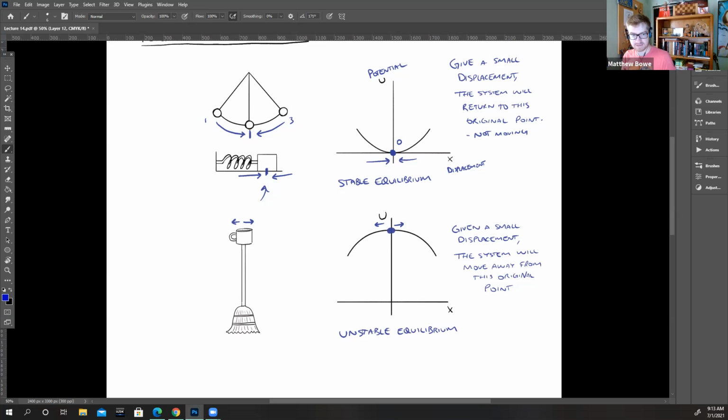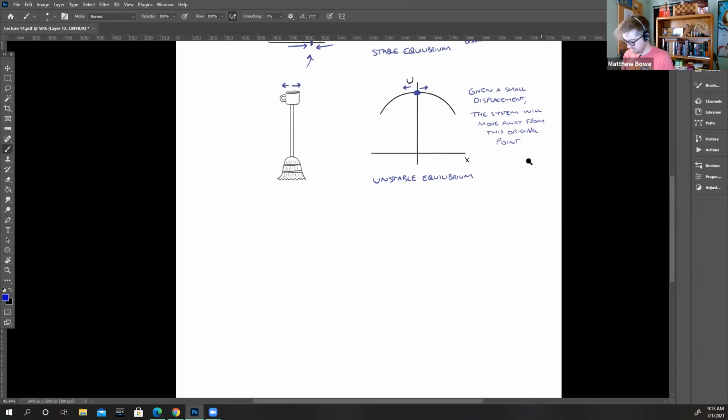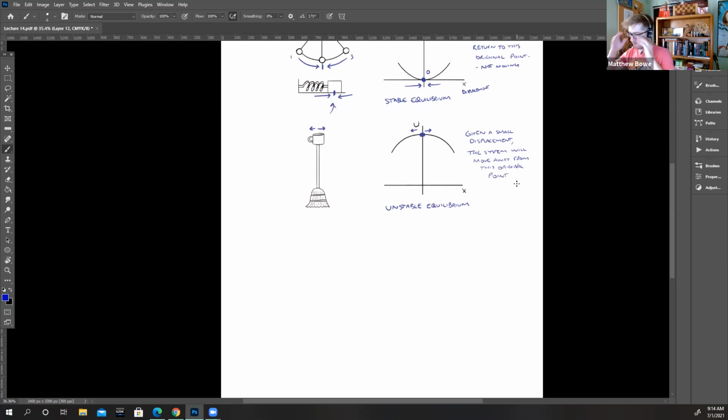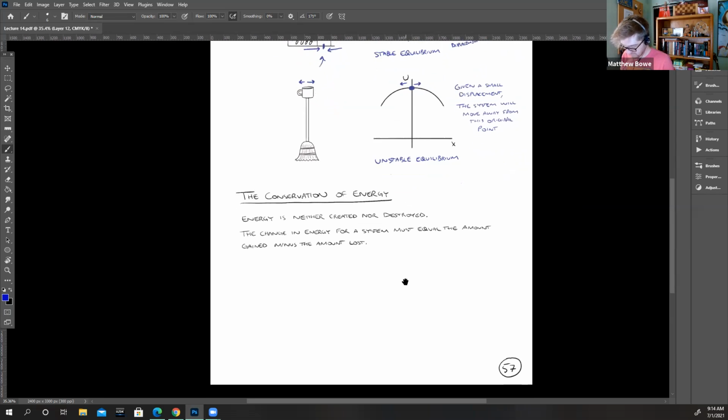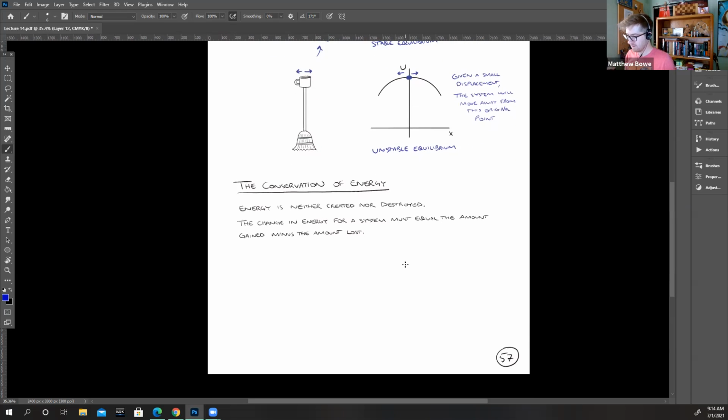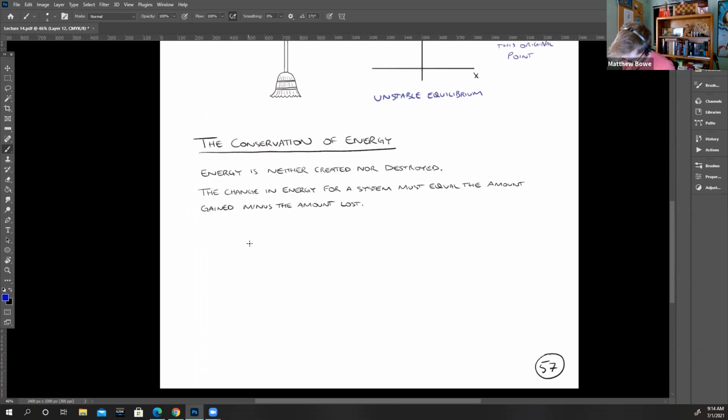Okay, the last bit for today. This is actually just sort of a conclusion, because we've covered most of what this is going to say. So conservation of energy is just that energy is neither created nor destroyed. The amount that is given to a system must be equal to the amount that has been taken out.